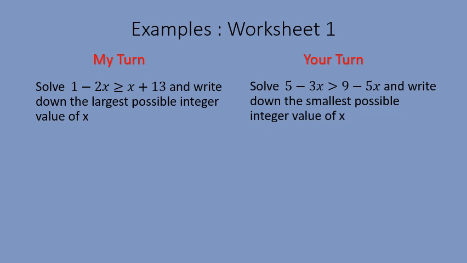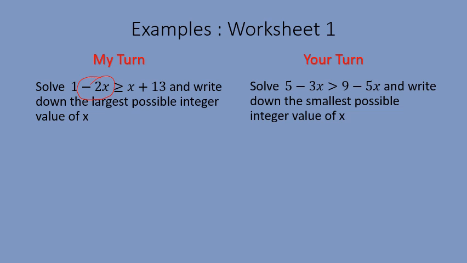Okay, so in these questions we're asked to do something slightly extra at the end, but other than that it's quite similar. Having a look at this one, I've got 1 take away 2x is greater than or equal to x add 13. So I need to follow the same rule again. I need to move the smaller number of x. On the left-hand side I've got negative 2x. That negative 2 has to stick with the x. So I've got negative 2x here and I've got x here.